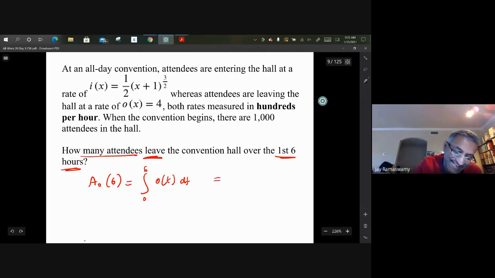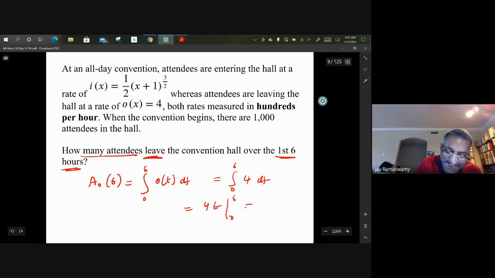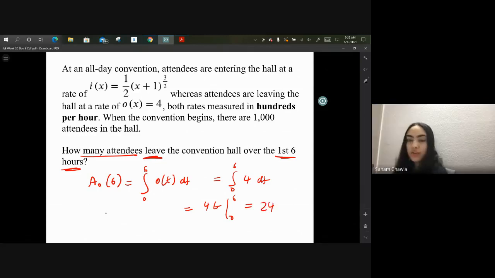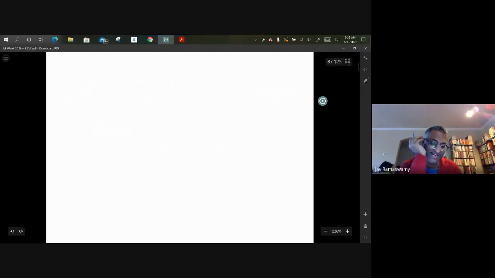Okay, let's do that. 0 to 6, this is stupidly simple. What's the integral of 4? 40, lower limit 0, upper limit 6. What's your final answer? 24, in hundreds. That's 2,400 people. This is the amount. Everything is scaled in hundreds. Don't freak out, it's there in your homework.